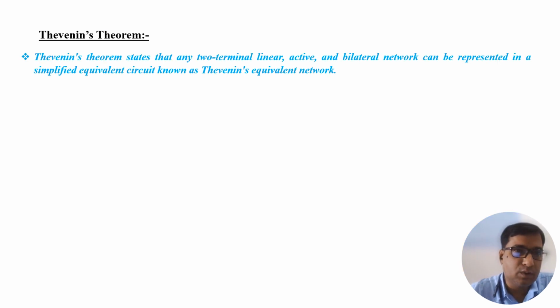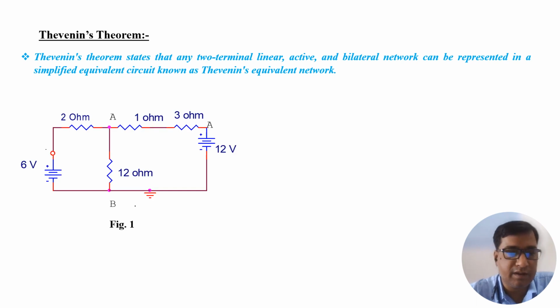According to Thevenin's theorem, any two-terminal linear active and bilateral network can be represented in a simplified equivalent circuit known as Thevenin's equivalent circuit. For example, we have a circuit that is given in figure number 1. Here branch AB has a tendency to keep on changing.